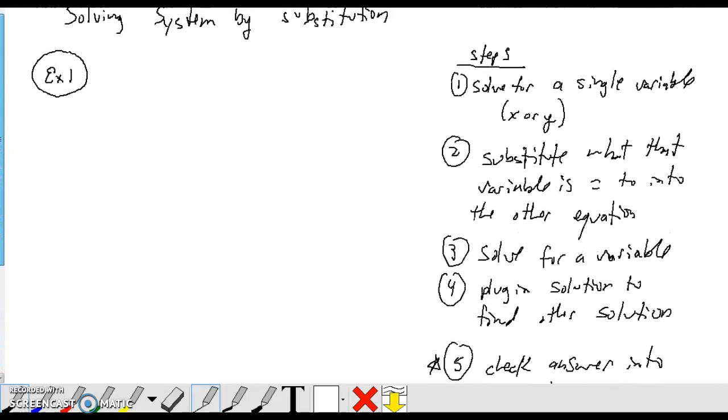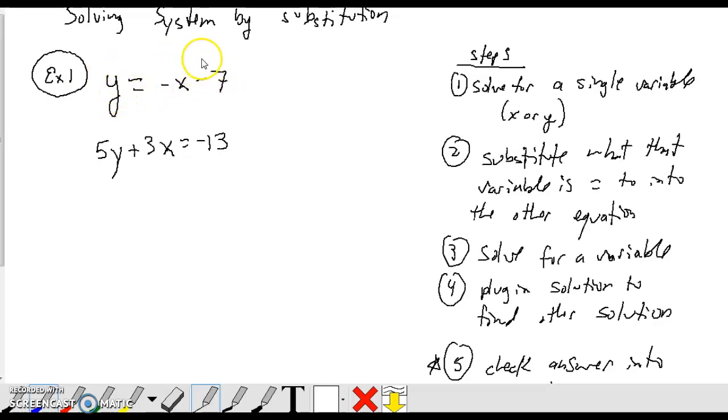All right, so let's go ahead and look at our first example. We're going to say y is equal to negative x minus 7, and our second equation is 5y plus 3x is equal to negative 13. So step 1, solve for a single variable, x or y. We want to look at one of the equations and solve for it. Notice that this first equation already has a single variable. So we already know that negative x minus 7 is equal to y.